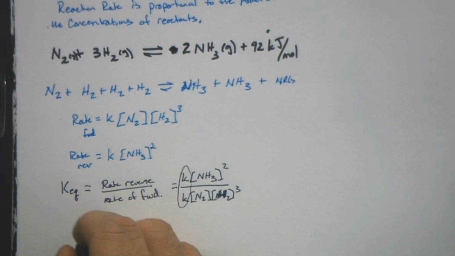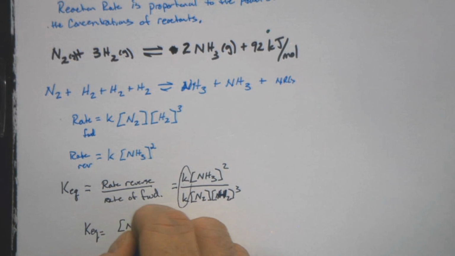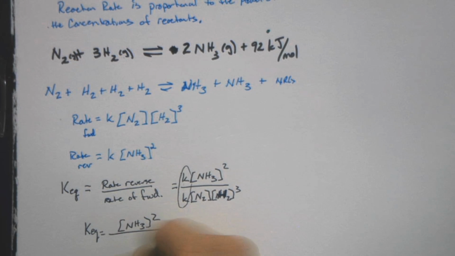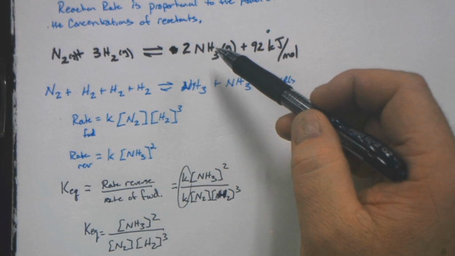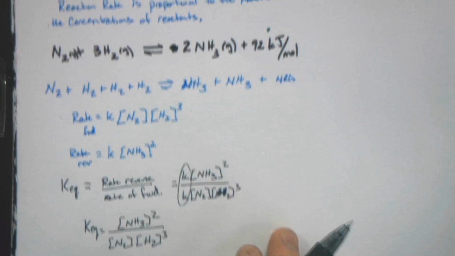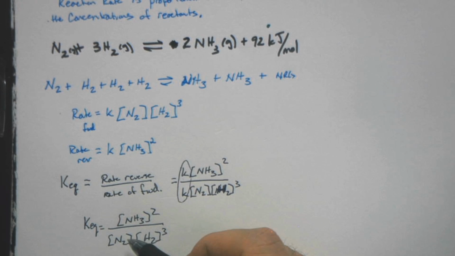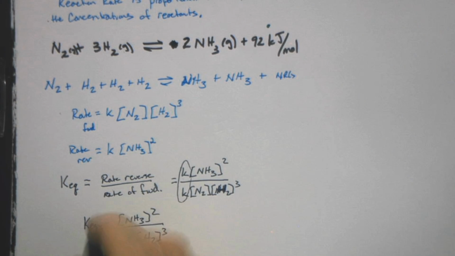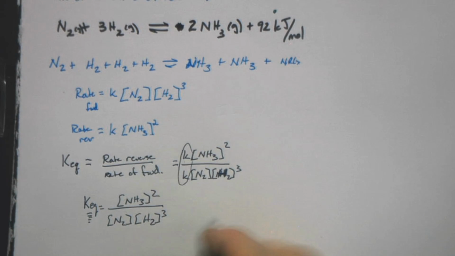And so we get KEQ equals NH3 squared over N2 H2 cubed for this reaction. And this is our equilibrium constant. So, some interesting things happen with this. This number stays the same.